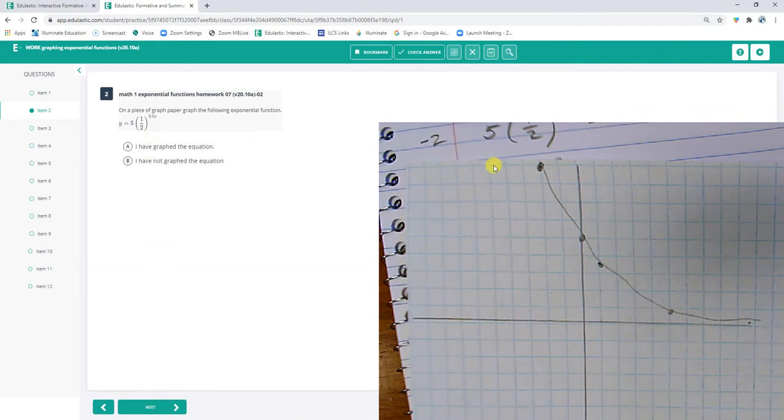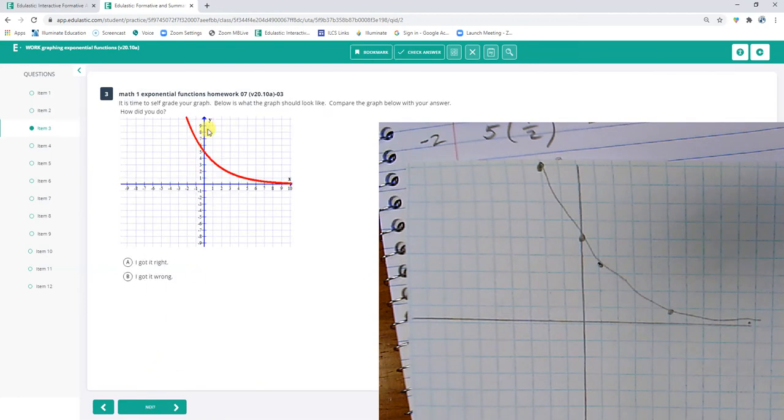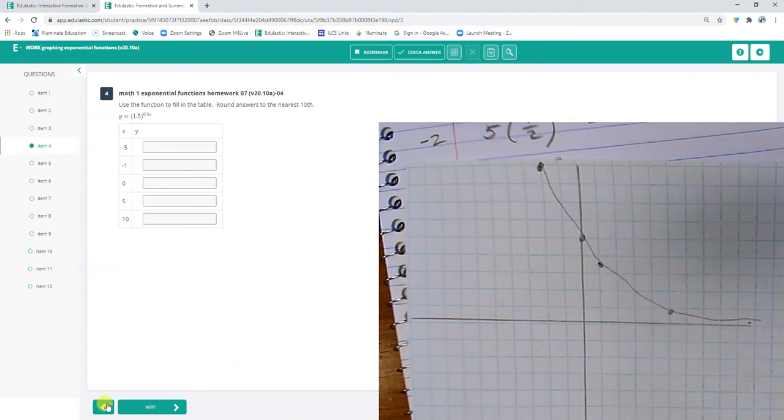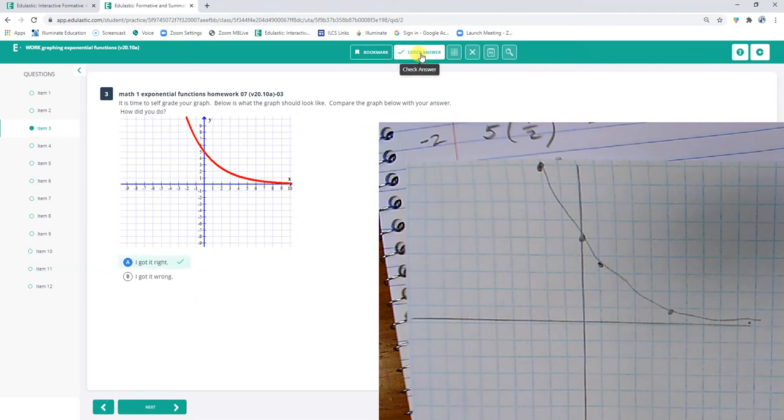All right, so I graphed it on a piece of graph paper. Have I graphed it? Yes, I have graphed the equation. Now I'm going to check it, and I'm going to match it up. How did I do? Yeah, you know what? That looks right. 0, 5. Yep, they look pretty good. I got it right. If not, you need to go back and fix it. And I just did that. You know, I should be using the check answer feature. I got it right. Yeah, I got that one right. All right, so let's go on to the next one.